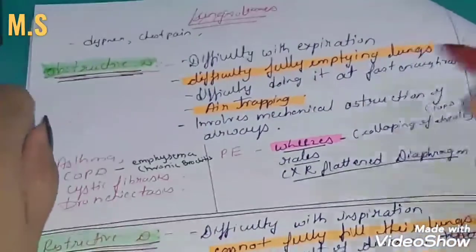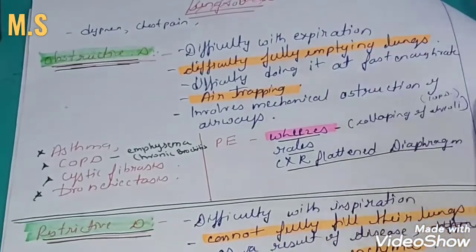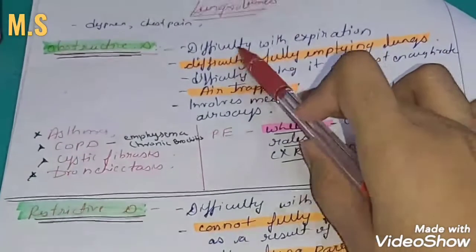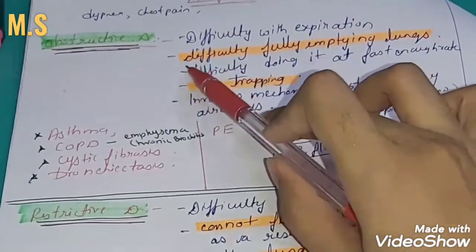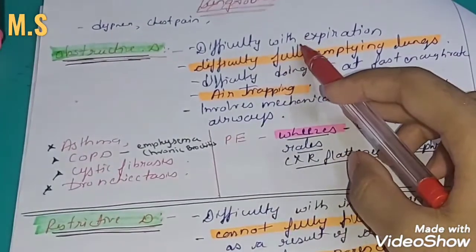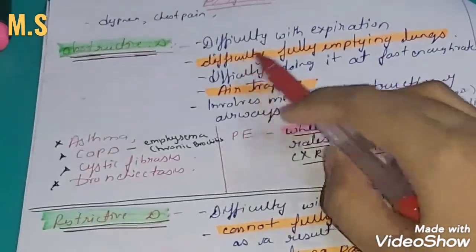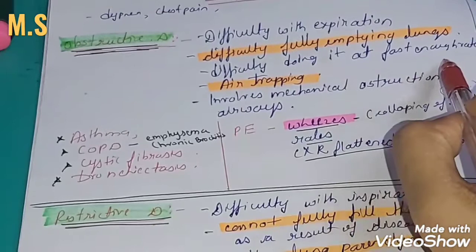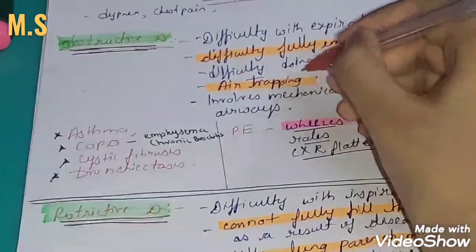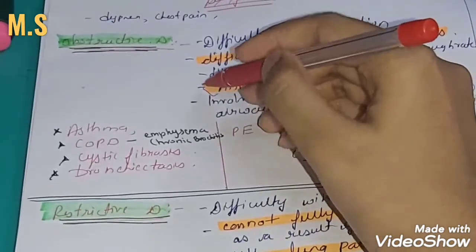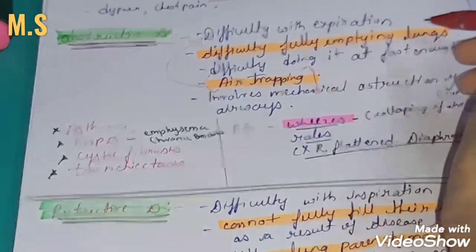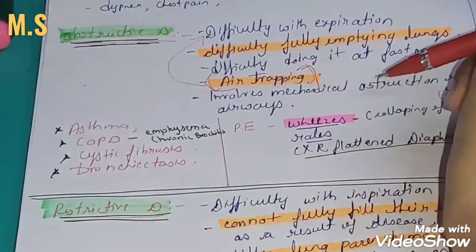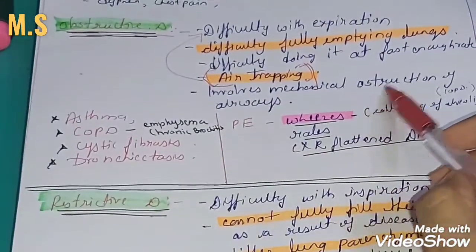Obstructive lung disease, by the name you can understand that there is obstruction in our pathway, so there is difficulty with expiration. Just remember, obstructive disease means there is difficulty in fully emptying the lungs, difficulty doing it at a fast enough rate, and importantly there is air trapping. It is logical: if you are not exhaling the air outside, you will be trapping that air inside. It involves mechanical obstruction of the airways.